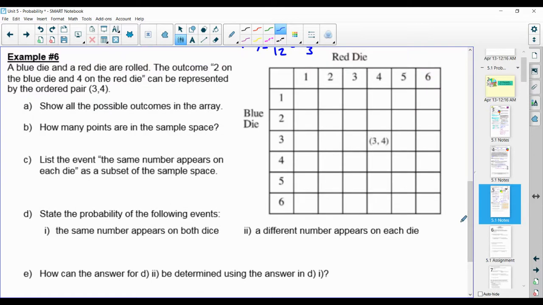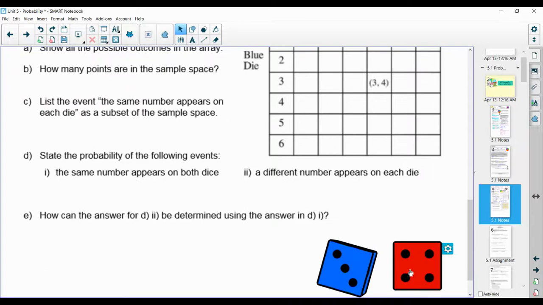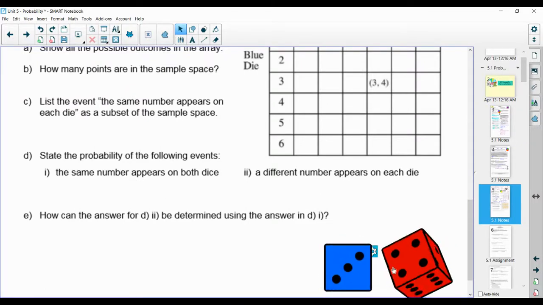All right, we're going to take a look at one more example here. So we've got a blue die and a red die that are being rolled, and the outcome 2 on the blue die and the outcome 4 on the red die can be represented as 3, 4. So we're going to create a sample space this time using a chart.